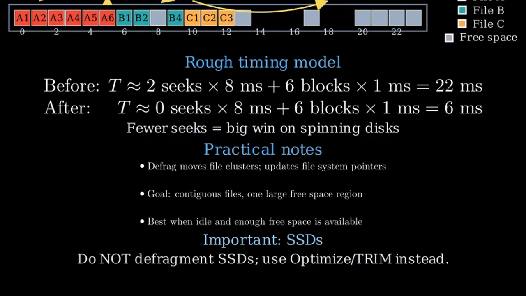You have seen what fragmentation looks like, why it increases seek time, and how defragmentation restores contiguous layout to speed up hard disk reads.